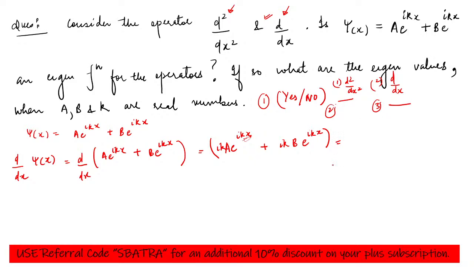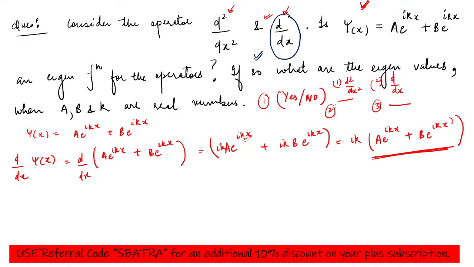Now iota k is common for both these terms, so I'll take it common. So this is iota k times a e to the power iota kx plus b e to the power iota kx. What you are observing now is that we are getting this function back with this operator, that is d by dx. So we can say that this function is an eigenfunction for the d by dx operator, because we are getting the function back. Let's now operate on this function with d square by dx square.